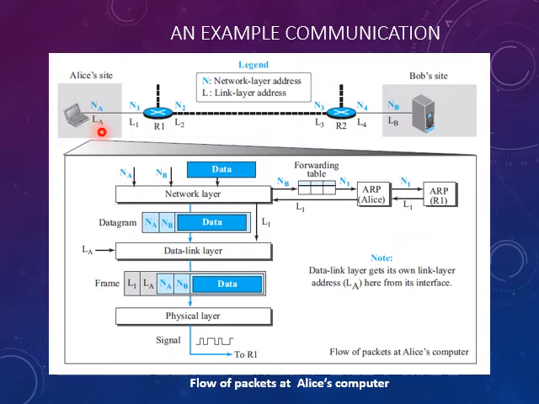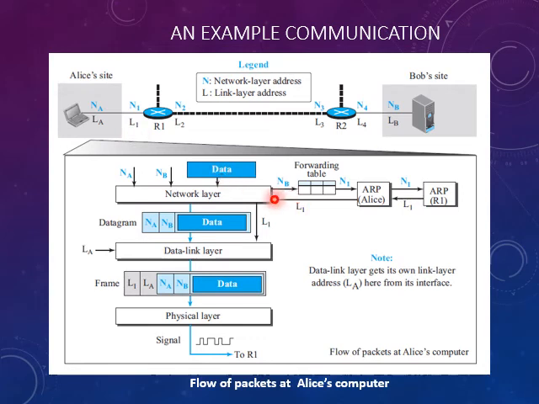We want to know the immediate destination's link layer address, which is L1. We want to find this. For this purpose, we are going to use ARP. So here initially we have the data, the source network address and the destination network address, and we also know the LA, which is the source link address. We want to find out the immediate destination link address.